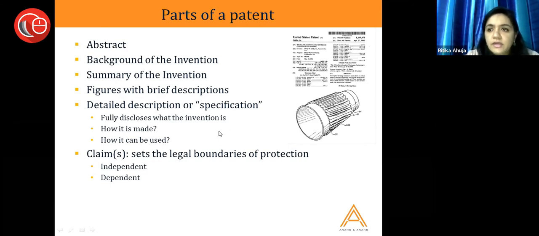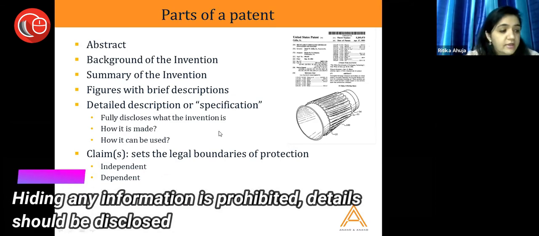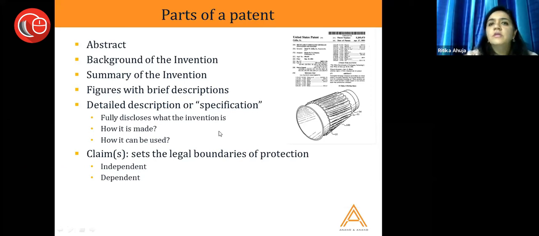The next heading here is the detailed description. In the detailed description, you cannot just hide any information about your invention. Why? Because I have to make it available for the public to make, use, sell, everything. My invention has to be completely disclosed. I have to reveal each and every detail of my invention: how my experiments were done, what the key results were, what the sample results were, all lab results. Everything needs to be mentioned in the detailed description of the invention.